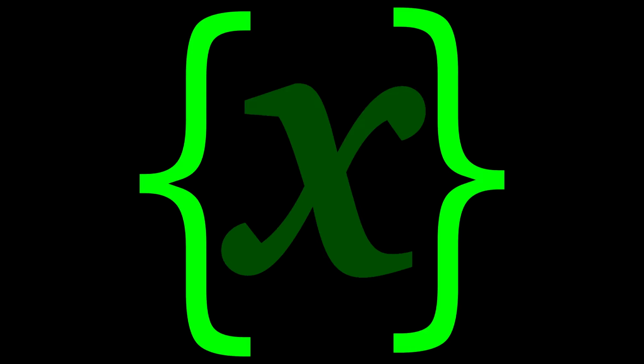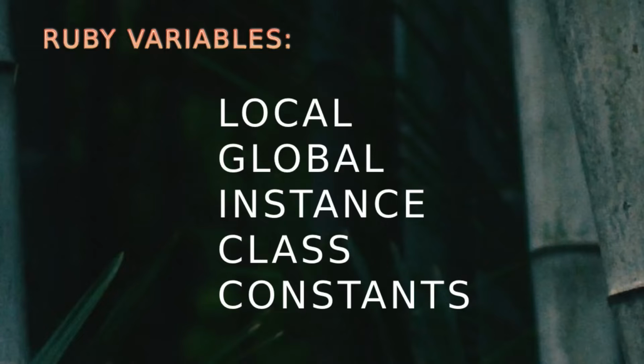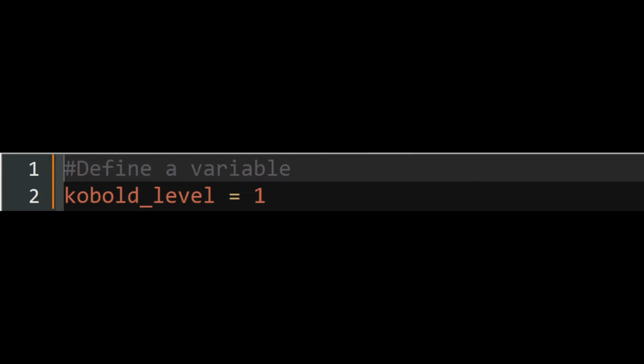Let's talk variables. We're going to cover 5 types of Ruby variables today: local, global, instance, class, and constants. For now, we'll focus on local variables, the simplest type. Here's a practical example to illustrate the DRY principle. You create a variable by giving it a name and a value, and then you can use that name to reference said value in your script.